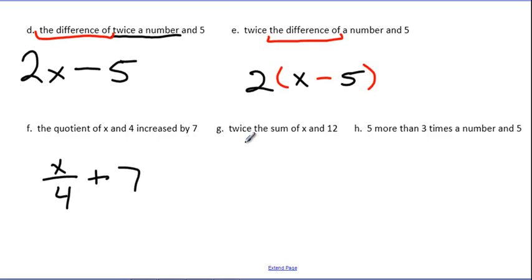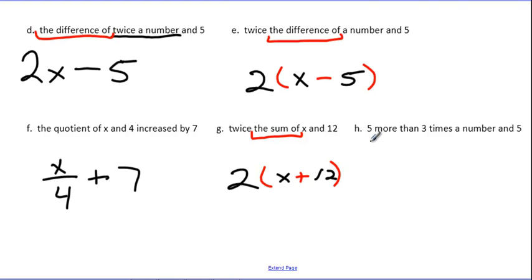All right. Example G. I have twice the sum of. So again, I see this key phrase, the sum of. Twice the sum of. Sum means add. I need parentheses because an operation comes in front of it. X and 12.